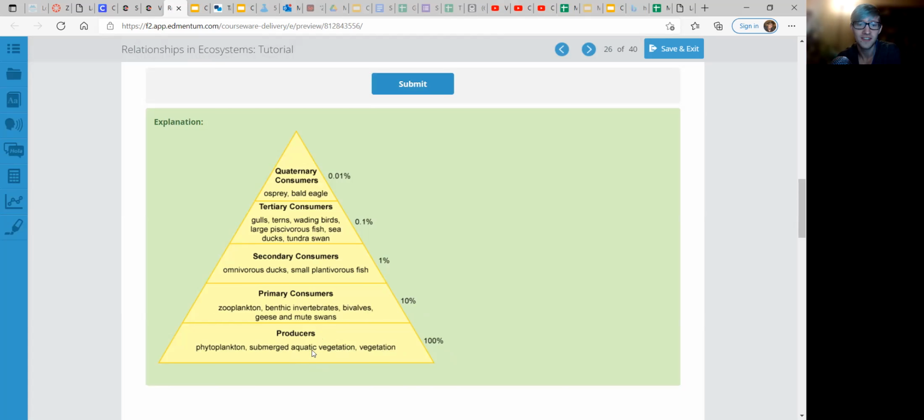So we have 100% of the energy at the producers, but the primary consumers, they consume and they're only able to use about 10% of that initial energy. Producers, primary consumers, and in this group, we have zooplankton, the benthic invertebrates, bivalves, geese, and then mute swans. And above that, we have animals and other species consuming those primary consumers.